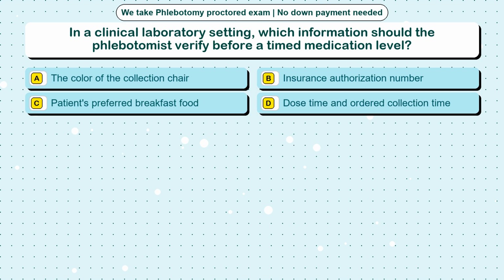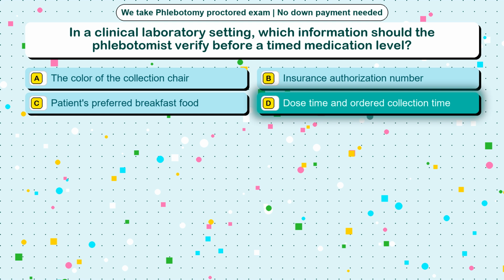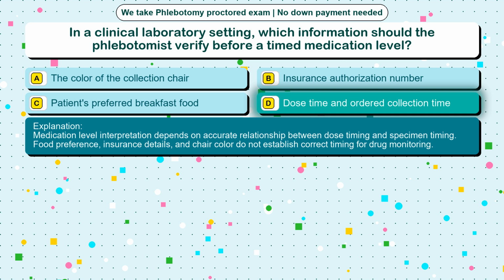Question 15. In a clinical laboratory setting, which information should the phlebotomist verify before a timed medication level? Option A. The color of the collection chair. Option B. Insurance authorization number. Option C. Patient's preferred breakfast food. Option D. Dose time and ordered collection time. The correct answer is option D. Dose time and ordered collection time. Medication level interpretation depends on accurate relationship between dose timing and specimen timing. Food preference, insurance details, and chair color do not establish correct timing for drug monitoring.